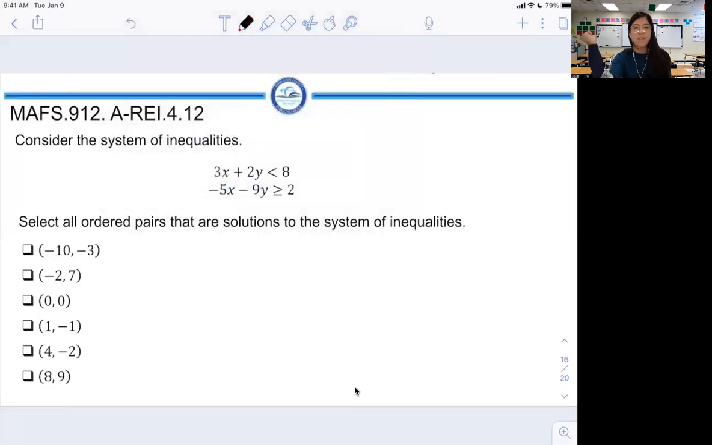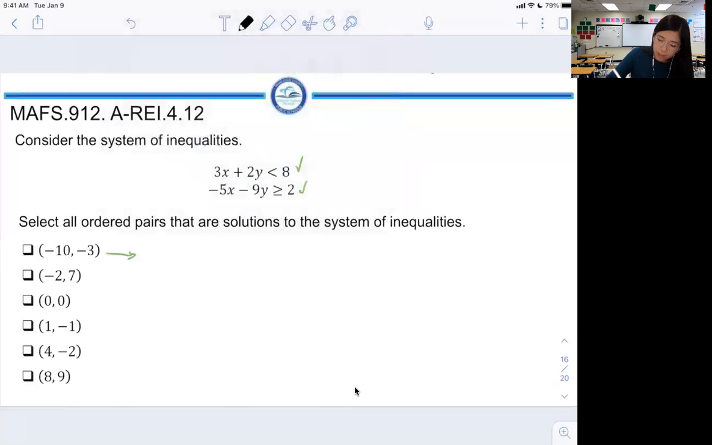All right, this is one of my favorite types of problems. Consider the system of inequalities. Select all ordered pairs that are solutions to the system of inequalities. We got 6 coordinate points. We have to plug those in. And in order for it to be a solution, it has to work for both equations when you plug it in. So let's go ahead and start with number 1.